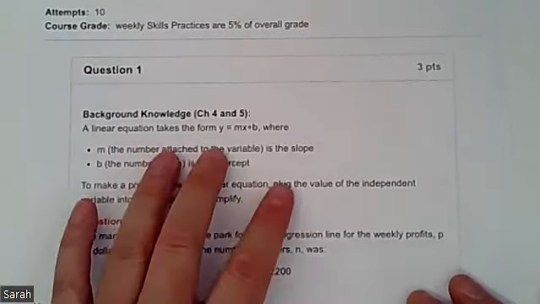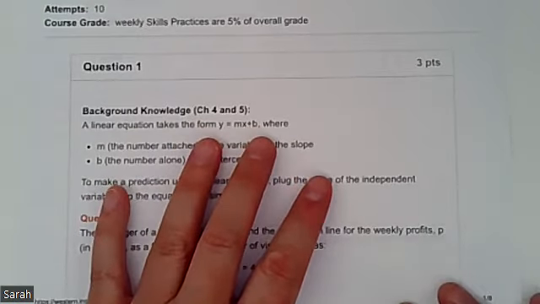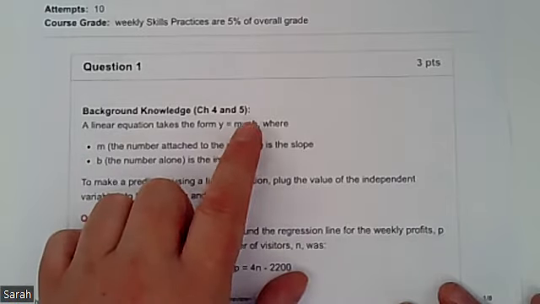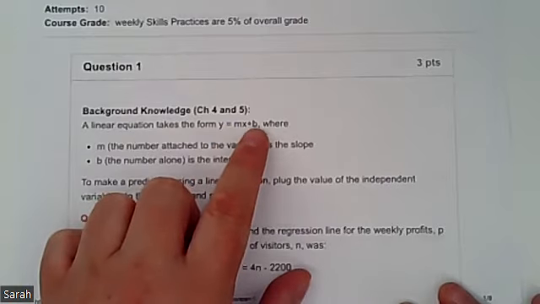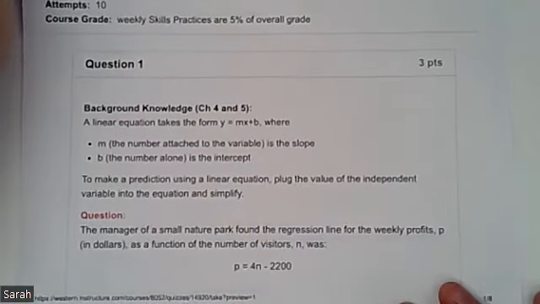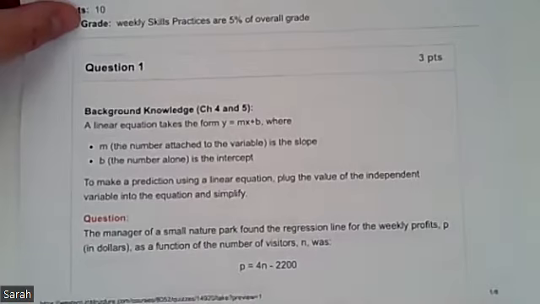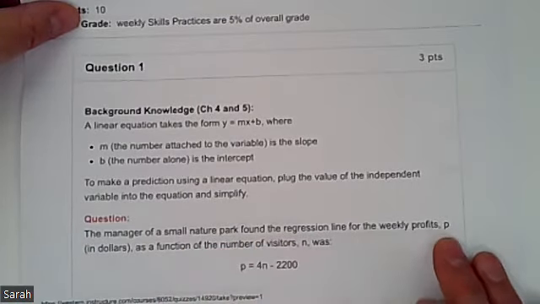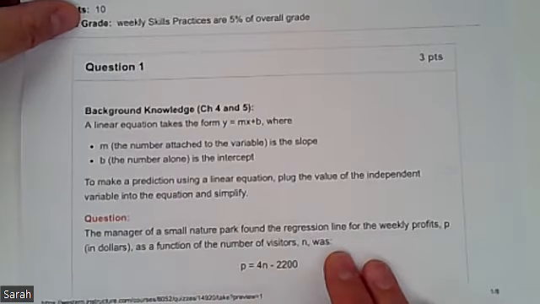Right, so the linear equation has the form y equals mx plus b, which hopefully sounds somewhat familiar. The m, the number attached to that x, where your independent variable is, is going to be your slope. And then the b, which is the number by itself, is going to be your intercept. So the first questions here ask us to identify the slope and the intercept in the following scenario. It says the manager of a small nature park found the regression line for weekly profits P in dollars as a function of the number of visitors N.